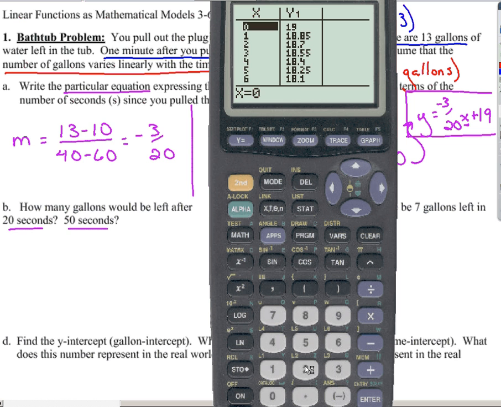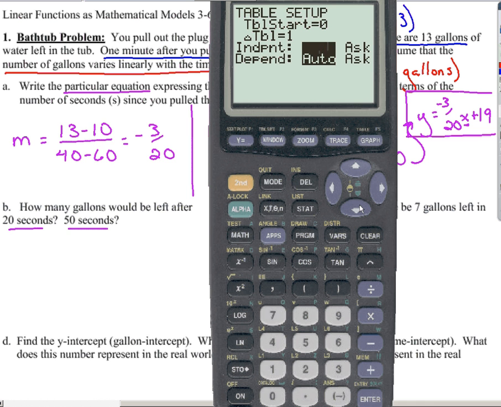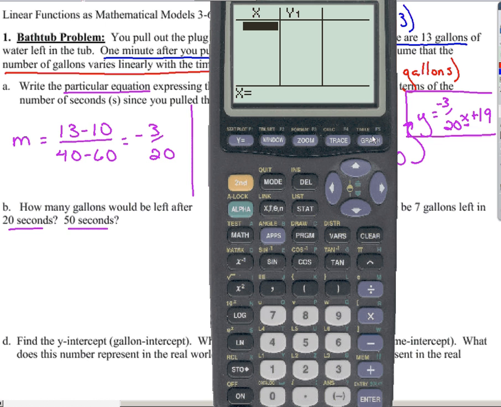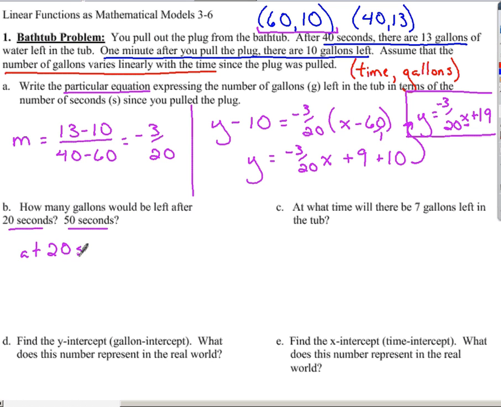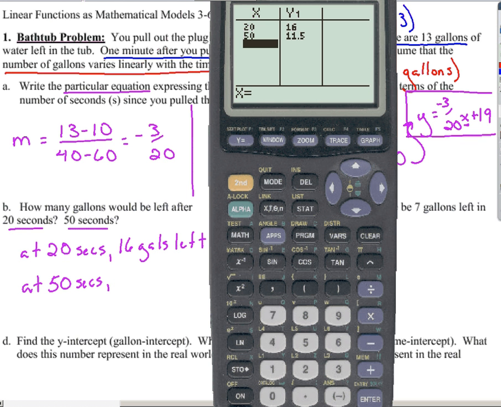enter in 20. Oh, mine's not set up. Got to go to table setup. Second window, got to put this on ask. There we go. Now go back to the table. Put in 20. Put in 50. So at 20 seconds, there's going to be 16 gallons left. And at 50 seconds, let's see, what did we find here? There were 11.5 gallons left.